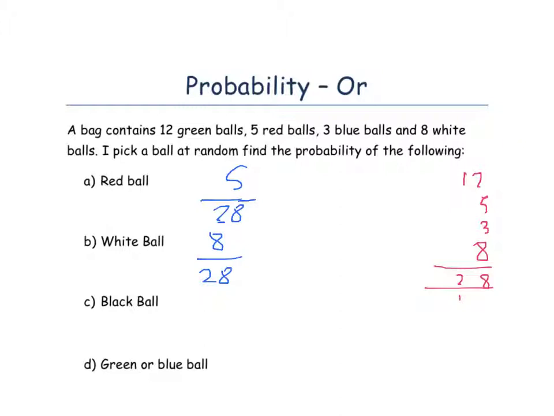What is the probability of getting a black ball? Well, if we look carefully, there isn't any black balls in this bag. So the probability of getting a black ball is 0 out of 28, or just 0.